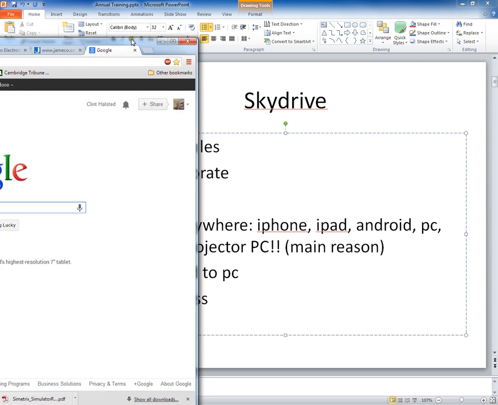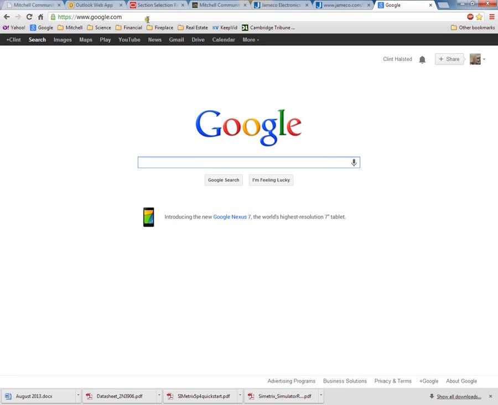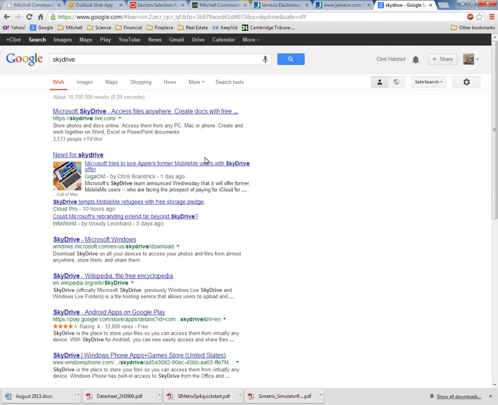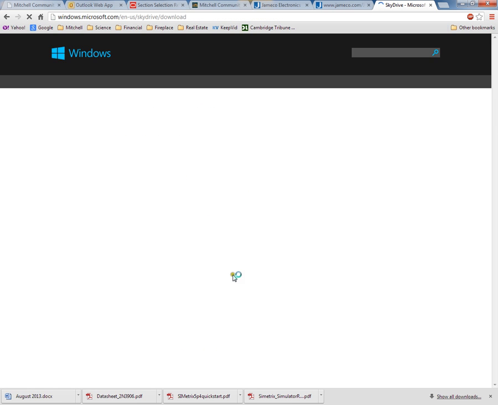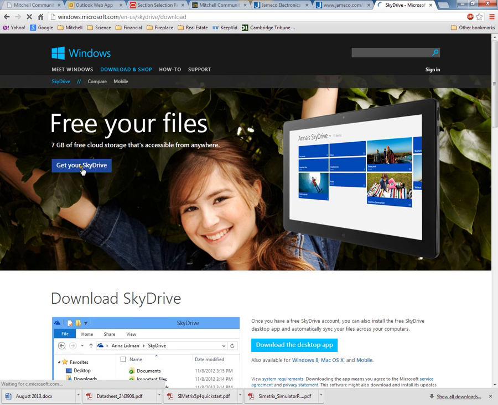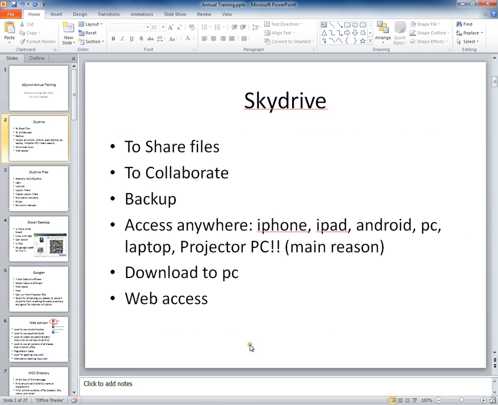How do you get SkyDrive? Well, you just type SkyDrive, and then this is a Google search, and it says Windows SkyDrive download. So click that, get SkyDrive, click that, and then it'll download it to your computer. Or the way you're probably going to get it is in an email from me. I'll actually get your email address.